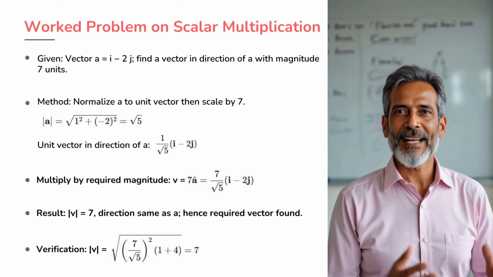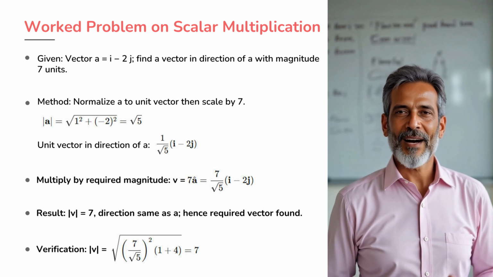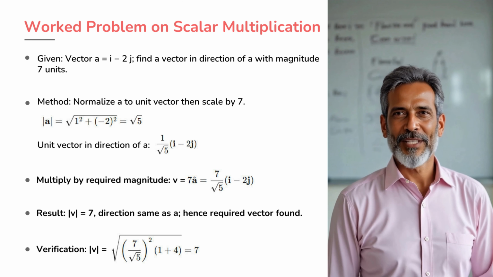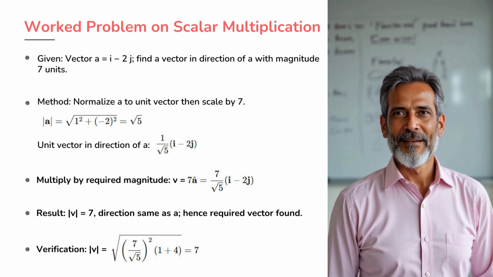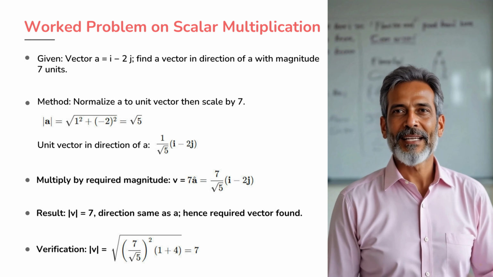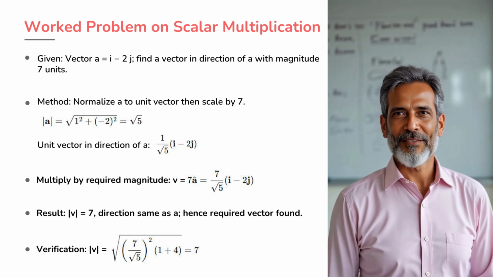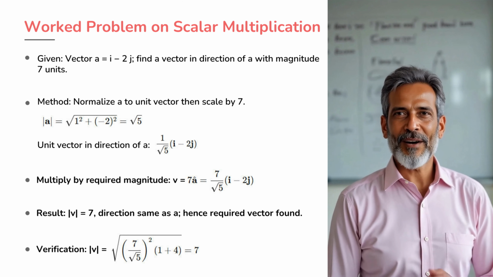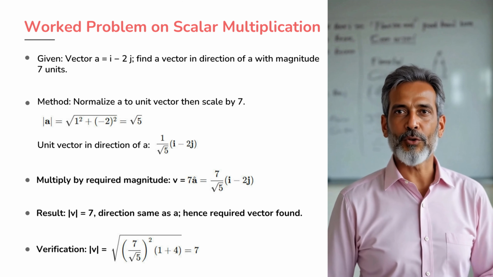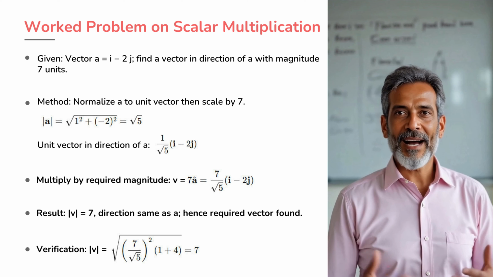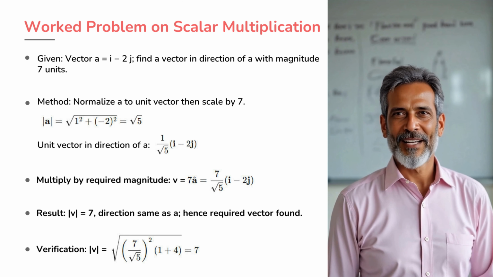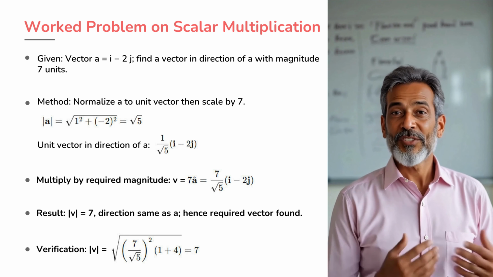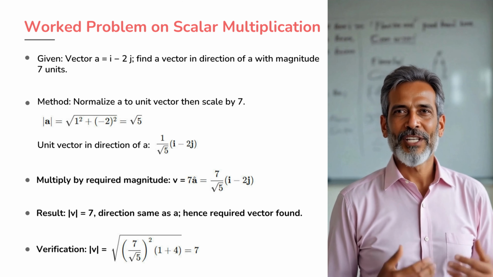Alright, let's get our hands dirty with an example. We are given a vector A equals i hat minus 2 j hat. We need a vector in the same direction as A, but with magnitude 7 units. Step 1. Find the magnitude of A, that's mod A equals square root of bracket 1 square plus bracket -2 square bracket equals square root 5. Step 2. Find the unit vector. That's A hat equals 1 upon square root 5 into bracket i hat minus 2 j hat bracket. Step 3. Multiply that unit vector by 7 to get the required vector. So 7 A hat equals 7 upon square root 5 into bracket i hat minus 2 j hat bracket.